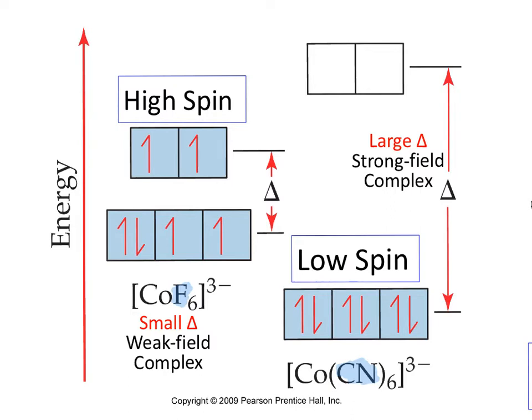The reason we do this is there's a certain amount of energy associated with pairing electrons. So if we have a small crystal field splitting energy, it takes less energy to put the electron up high before you pair it. If we have a very large splitting energy, it takes less energy to actually pair the electrons than to go up to this higher energy orbital.